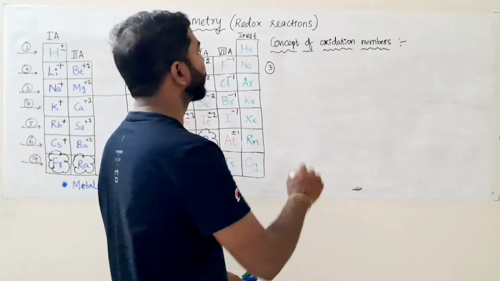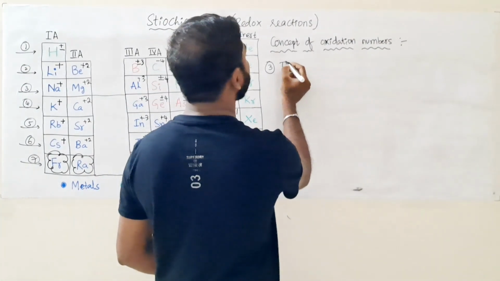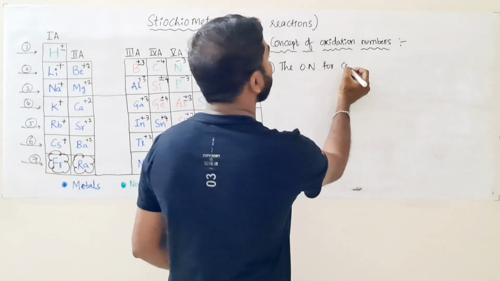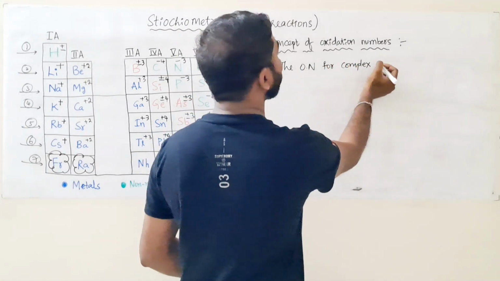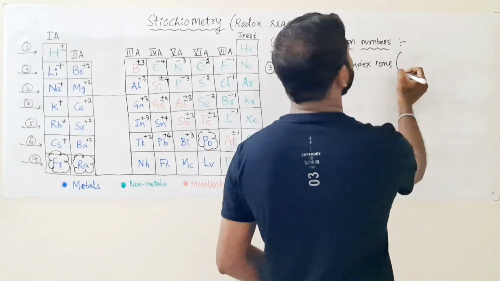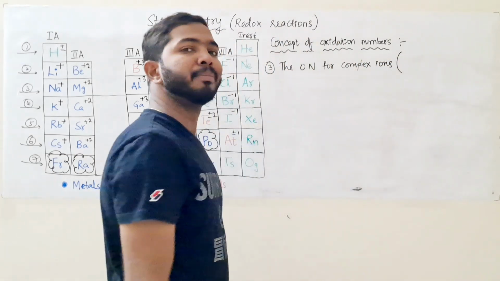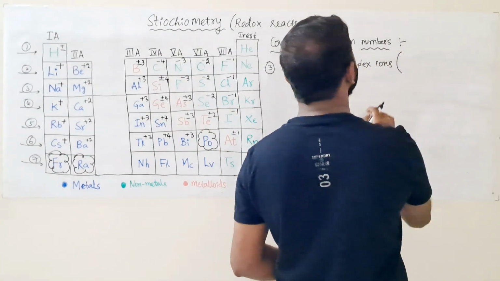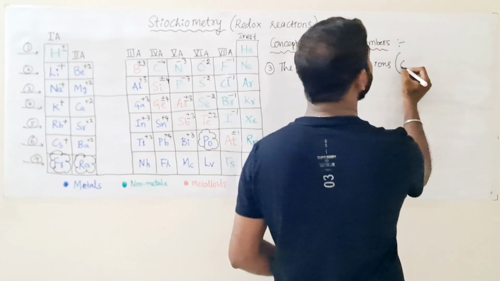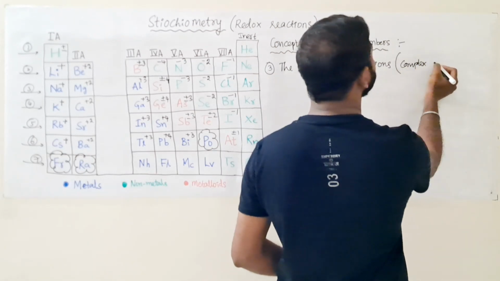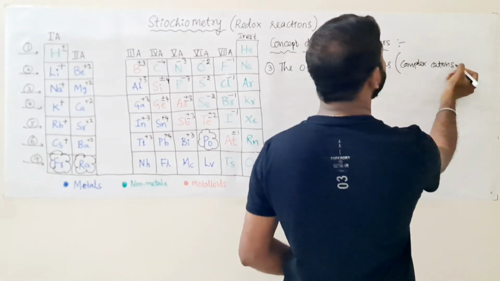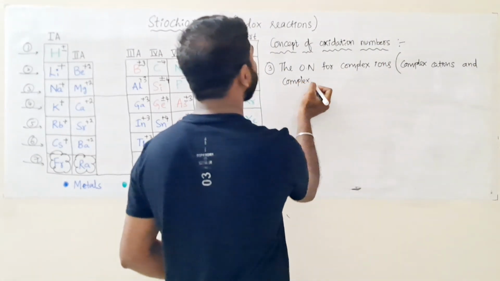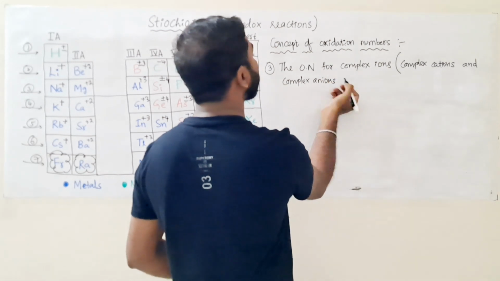Okay, let's continue. Next is the oxidation number for complex ions. What do you mean by complex ions, sir? Just now we have discussed simple ions. So complex ions will be quite opposite. Even in complex ions we'll have complex cations and complex anions. Yes, what are they, sir?